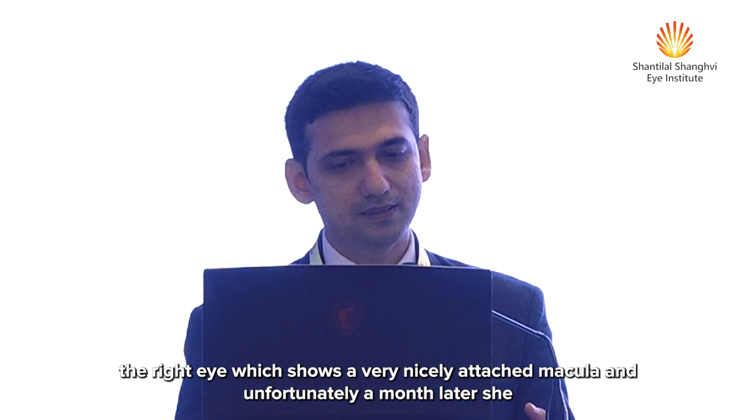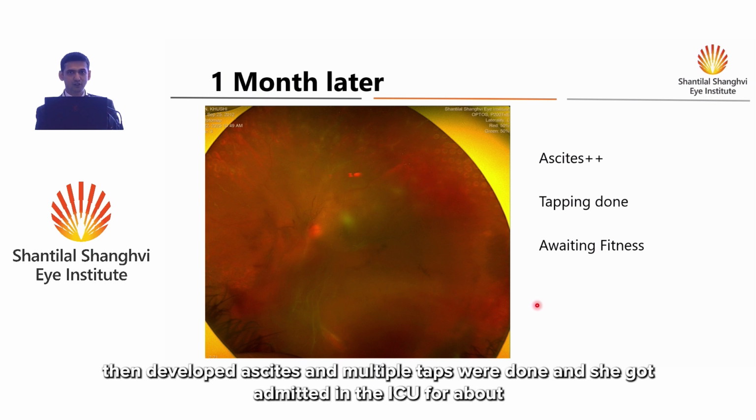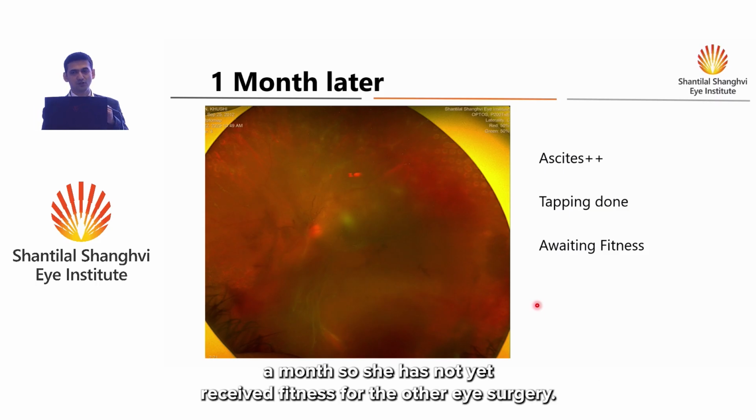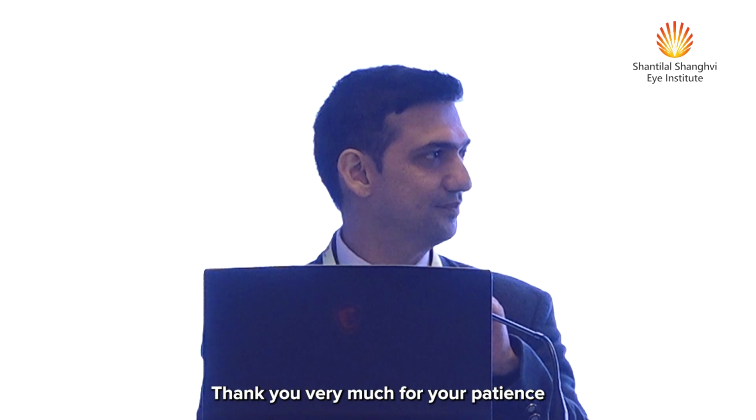And unfortunately, a month later, she came with recurrent bleeding in the left eye, for which I advised surgery also. But the patient then developed ascites and multiple taps were done, and she got admitted in the ICU for about a month. So she has not yet received fitness for the other eye surgery. So I'm awaiting her follow-up anytime in the next 2 or 3 weeks. Thank you very much for your patient listening.